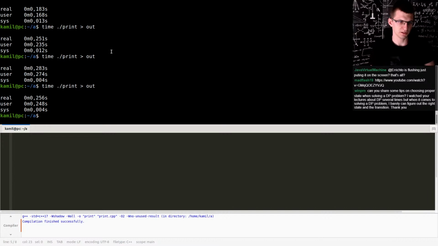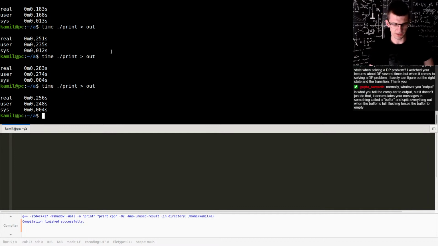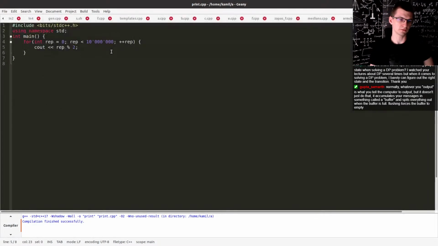Is flushing just putting it on the screen? I think it's clearing the buffer, so in case of files it still moves it to the file, but flushing is, I think, clearing the buffer. Otherwise it's kept in the buffer for speed. So it is not about putting it on the screen, because it wouldn't make a difference then for files.